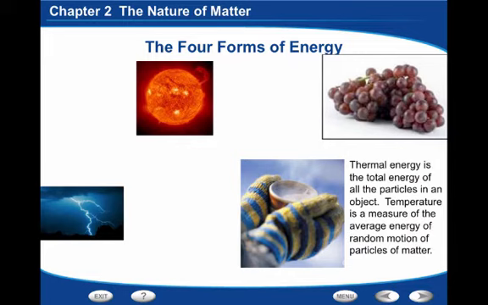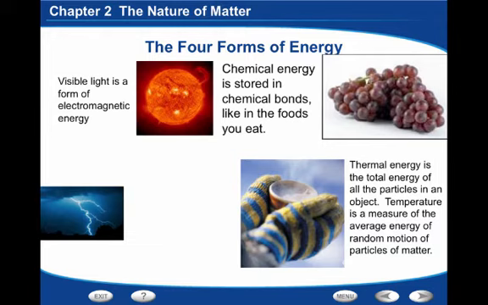The first is thermal energy. Anytime you see the word thermal, we're talking about heat. And it's the total energy of all the particles in an object, and we measure the thermal energy by using temperature. And it's the average energy of the motion of the particles. Visible light is another form of energy, and it's in the form of electromagnetic energy.